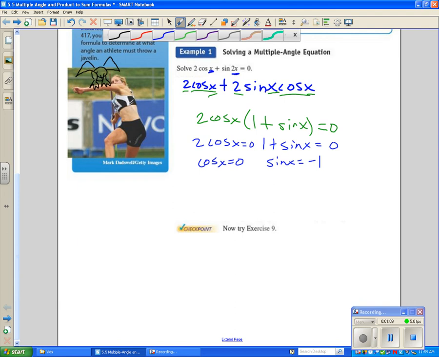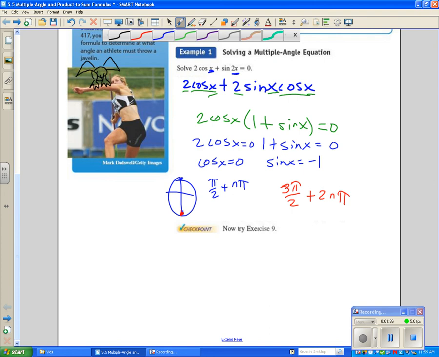Cosine x is equal to 0 on the unit circle at pi over 2 and 3 pi over 2 and everything around. So this is pi over 2 plus n pi, because it's a half circle away. Sine x is equal to negative 1. Sine is the y value, negative 1, only there. So that's 3 pi over 2 plus 2n pi.